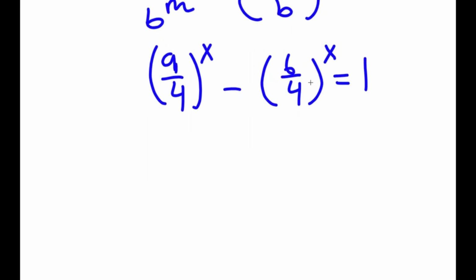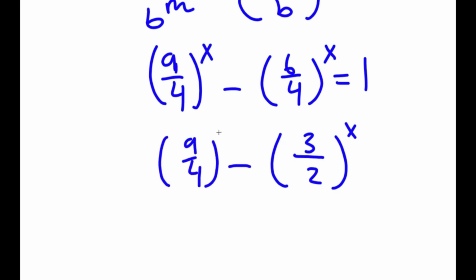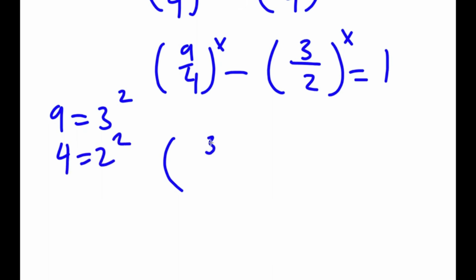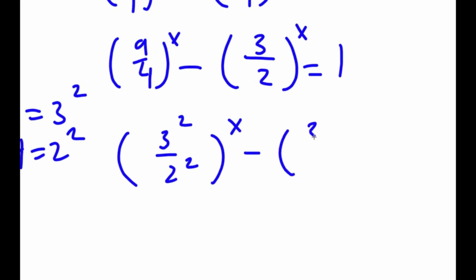Now 6 over 4, the greatest common factor of these two is 3. So 3 times 2 is 6. Or sorry, not 3. The greatest common factor is 2. 2 times 3 is 6, and 2 times 2 is 4. So 6 over 4 simplifies to 3 over 2. And we still have 9 over 4 to the power of x. Now for 9 over 4, 9 is equal to 3 squared, and 4 is equal to 2 squared. So I have 3 squared over 2 squared to the power of x minus 3 over 2 to the power of x is equal to 1.